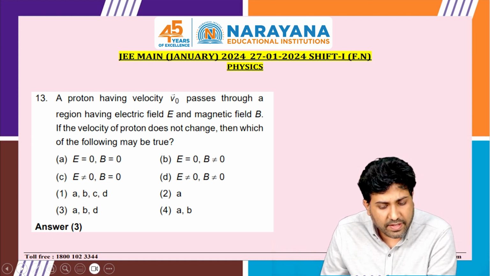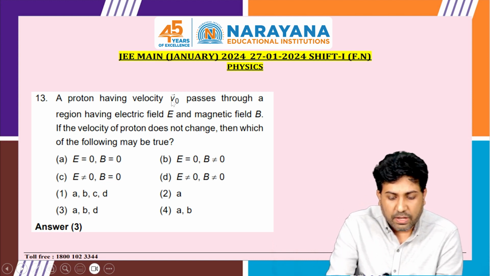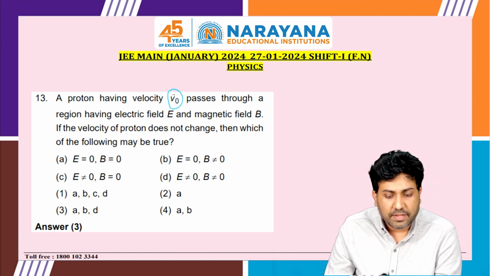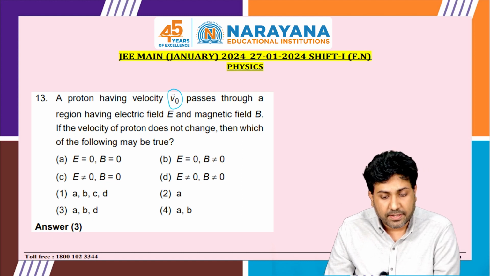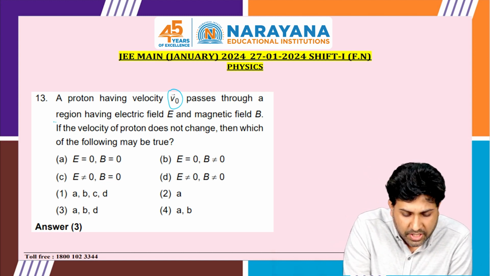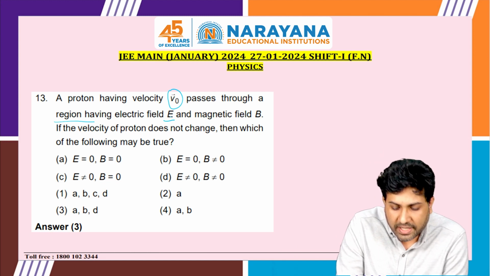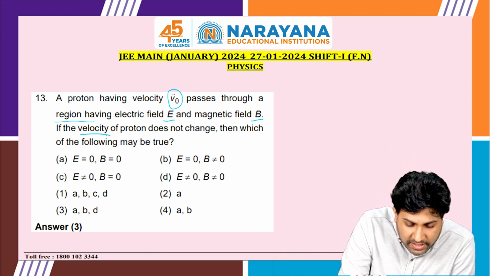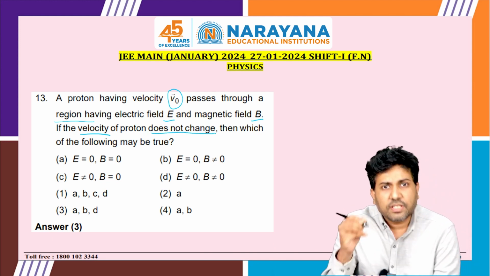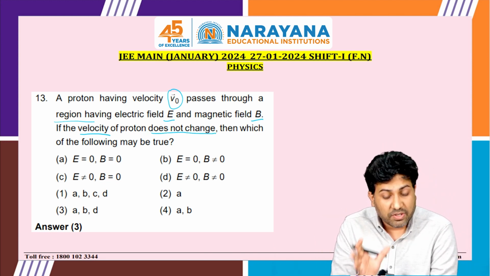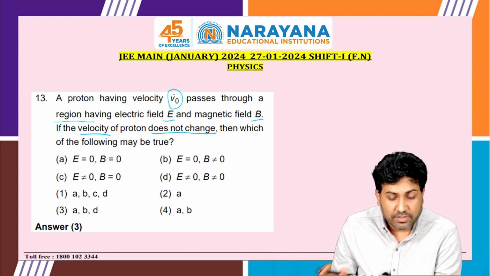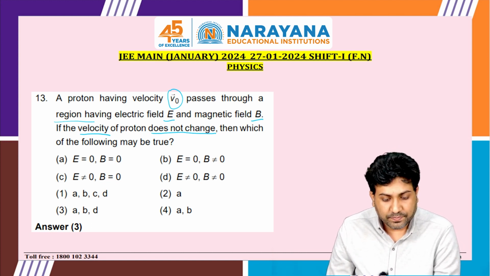In this question, it is given that there is a proton whose velocity is v naught. You have to consider it to be a vector. It passes through a region having both electric field as well as magnetic field. It is given that the velocity of the proton does not change. The velocity does not change here means the vector does not change. That means it cannot change the direction or the speed or the magnitude. Then which of the following may be true?